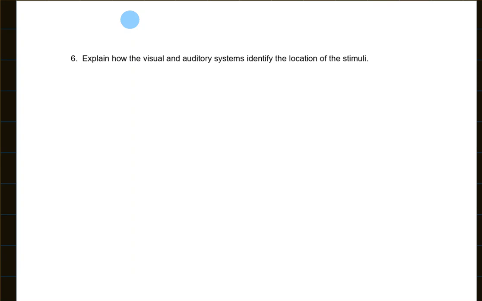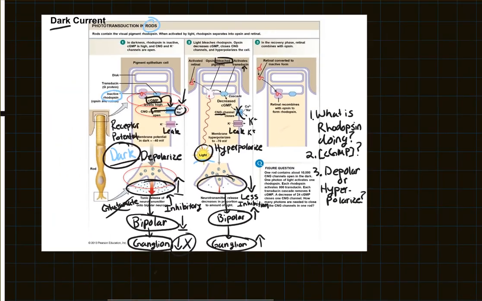All you need to know is the general concept that the way we identify location of an auditory stimulus is the difference in time it takes to hit the left and right ear. For example, if there is a sound to the left of you, that sound will hit your left ear slightly before it hits your right ear, and when your brain processes this, it will perceive it as coming from the left. So that's how it identifies location. This one is pretty straightforward. All right, that's all I have for this video.